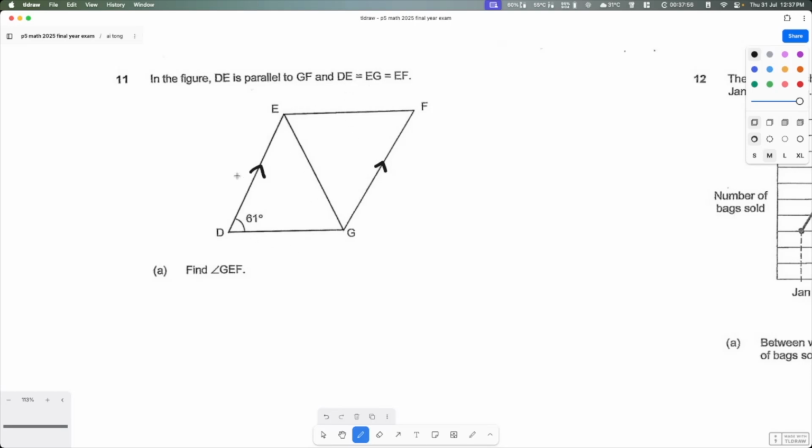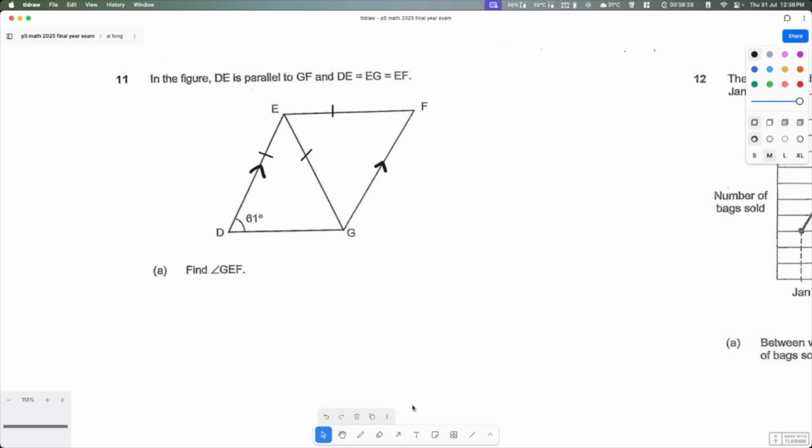DE is equal to EG, right? Let me get another line, EG and EF. So you can see these are two isosceles triangles. All right, so what does that mean? Find GEF. So we want to find GEF.